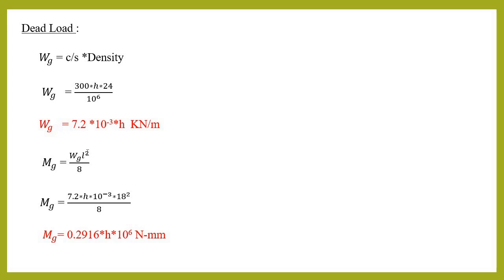The next calculation is moment due to dead load. Moment due to dead load formula we have written Wg into L square by 8. WL square by 8 is for a simply supported beam carrying a UDL. I have considered that. But while considering this W value, you should be careful with the calculation. Just copy down Wg 7.2 into h into 10 power minus 3 into what is the length of the beam? It is 18 square whole divided by 8. Mg is 0.2916 h into 10 power 6 Newton mm is the answer.